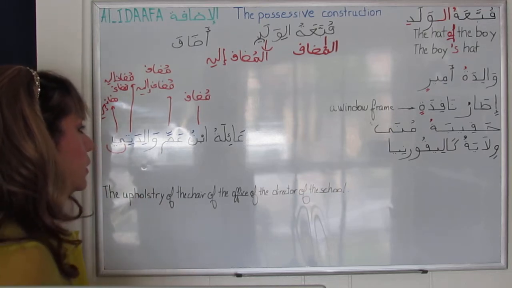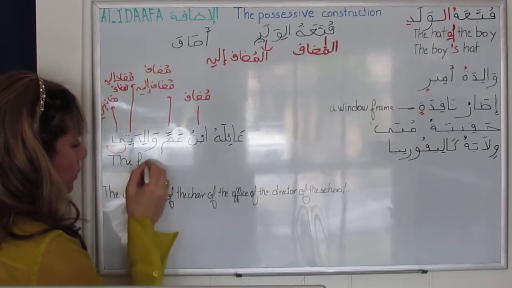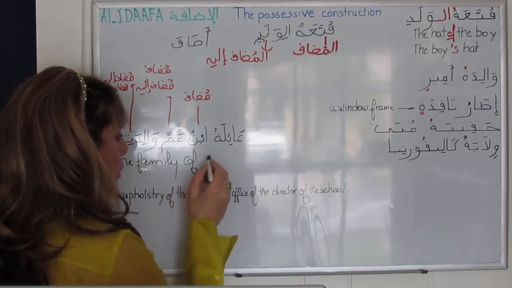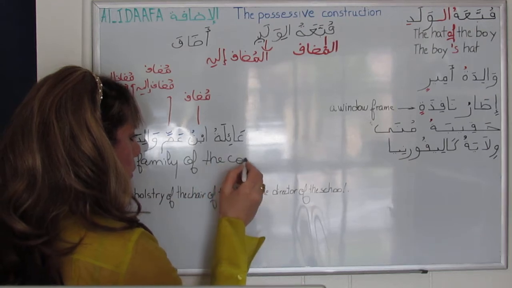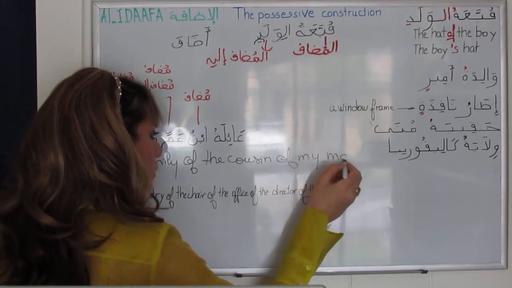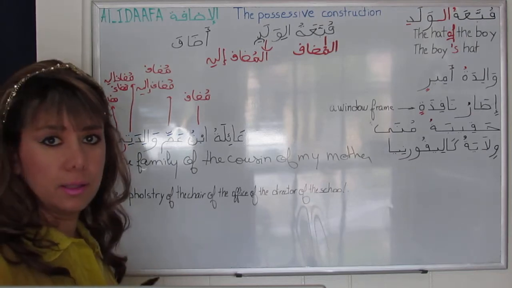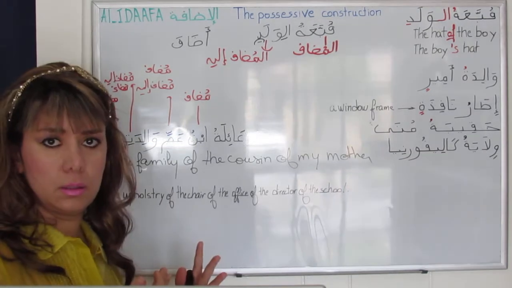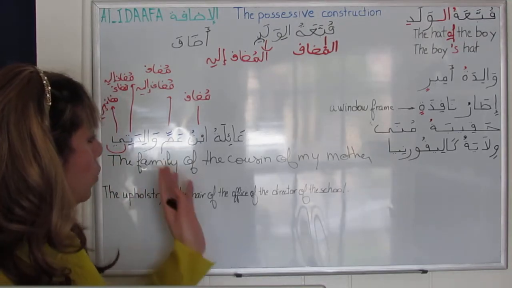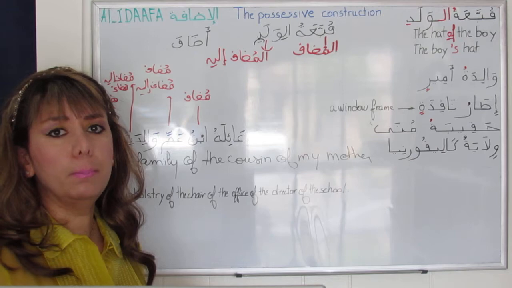Let's translate this. Ailatu, the family, we will use the of connection, of the cousin of my mother. Here we don't have the definite article al, but still there is definiteness applied because we are not talking about any family of the cousin. We are talking about the family of the cousin of my mother.